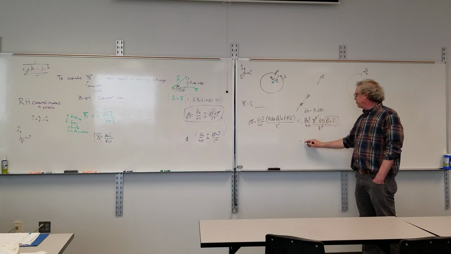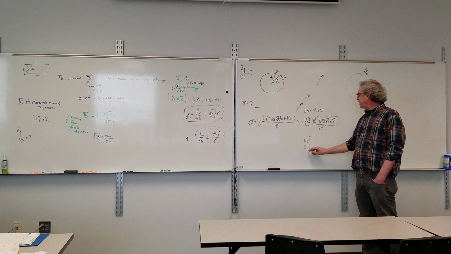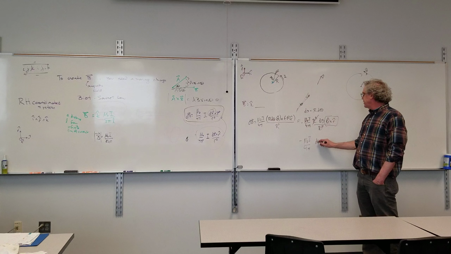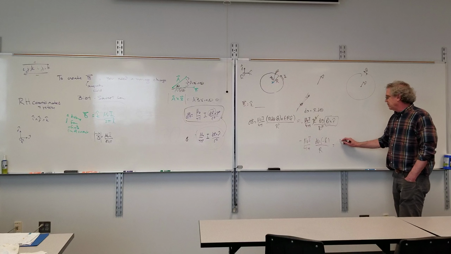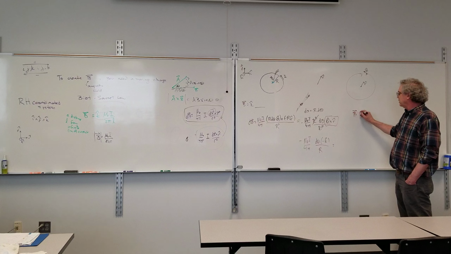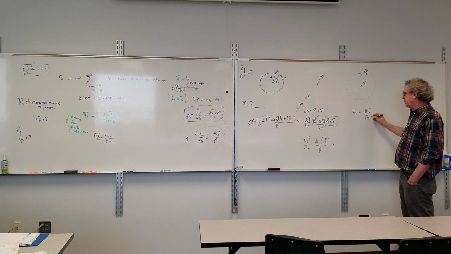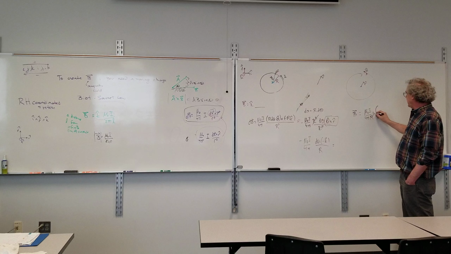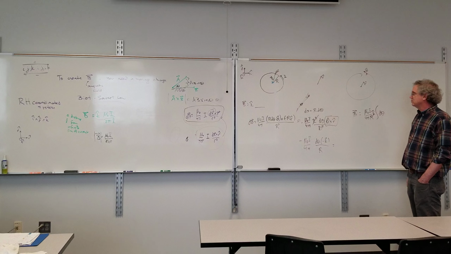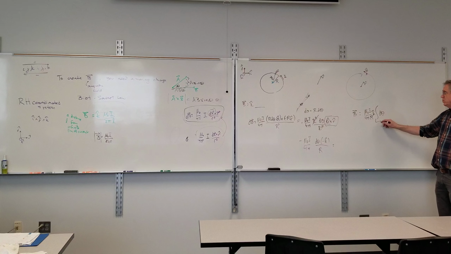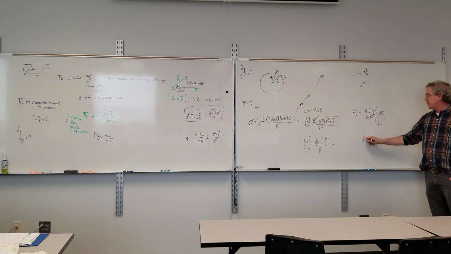So that will be negative mu sub naught I over 4 pi, d theta, negative k hat over big R. So we end up with B being, well, we'll pull the constants out, mu naught I over 4 pi R times the integral of k hat, integral of d theta. As I go around the loop, that's going to be equal to 2 pi. So I'm left with mu naught I over 2r k hat.